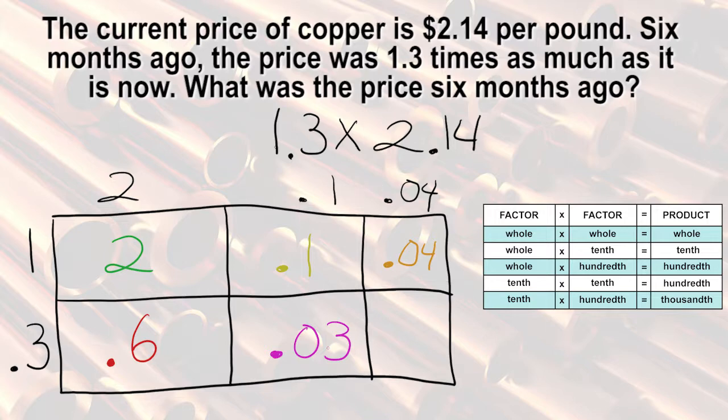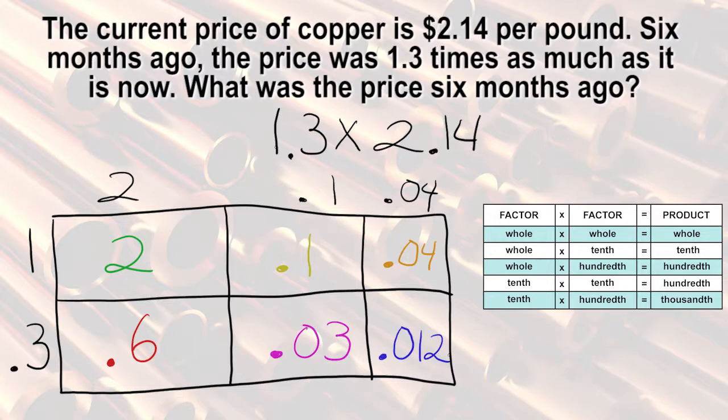Last, we will multiply 3/10 by 4/100. Referring again to the product chart, we see that a tenth multiplied by a hundredth has a product in the thousandths place value. 3/10 multiplied by 4/100 is 12 thousandths. We have now completed our open area model. It contains 6 partial products we have solved using multiplication and our product chart for reference.